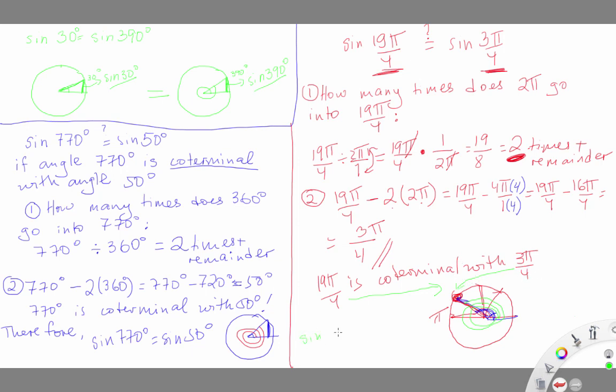Therefore, sine of 19 pi over 4 will be equal to sine of 3/4 pi, because this over here represents the sine of that angle, and it's the same length. I hope this makes sense. It's a little more complicated than what we usually do.